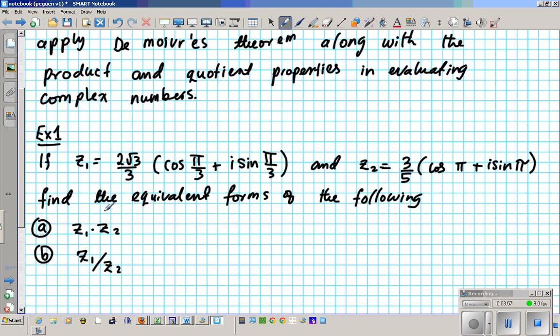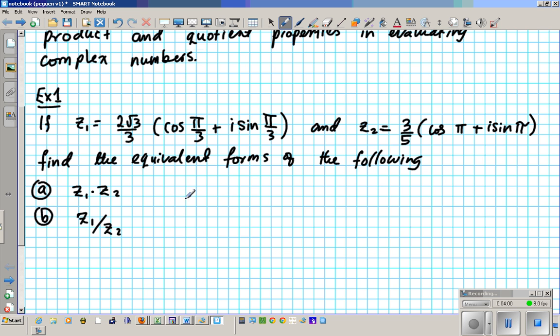Okay, so let's do the A part first. To do the A part, we're going to apply the product formula. The product formula just simply means you multiply the radii or the absolute values and you add the angles. So the formula is r1 r2 times cosine of theta 1 plus theta 2 plus i sine of theta 1 plus theta 2. Add the angles, multiply the radii. Okay, so let's apply that to this problem.